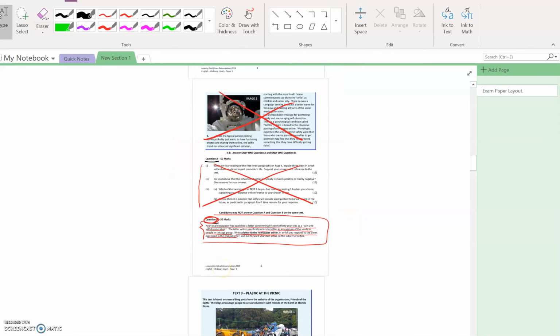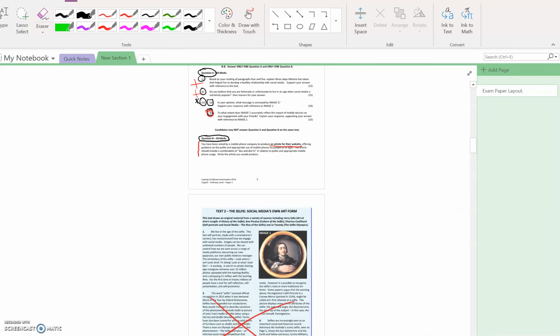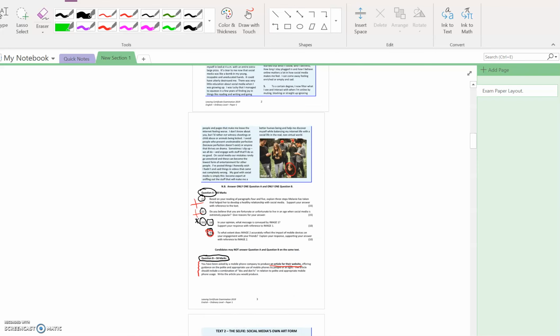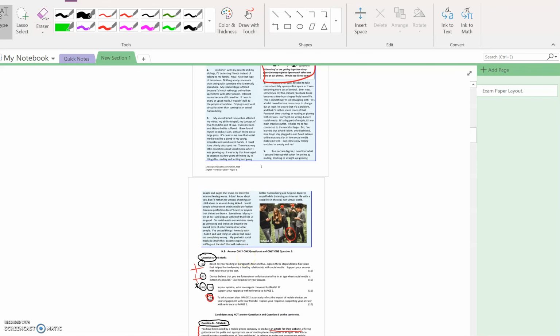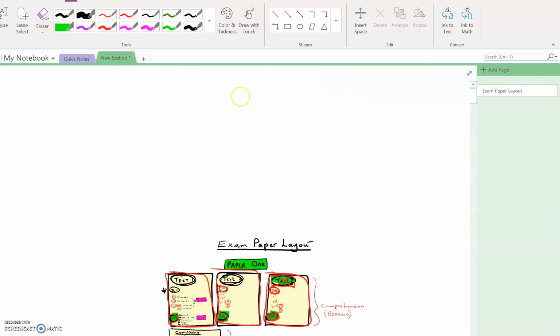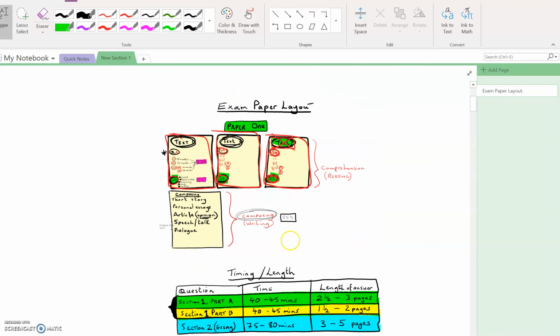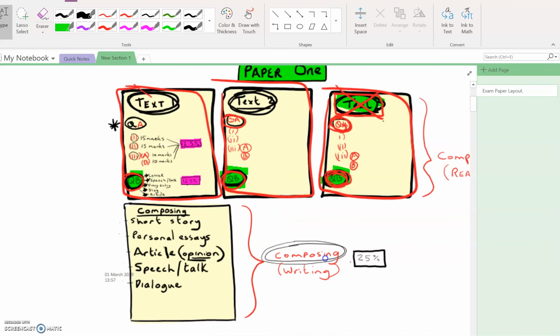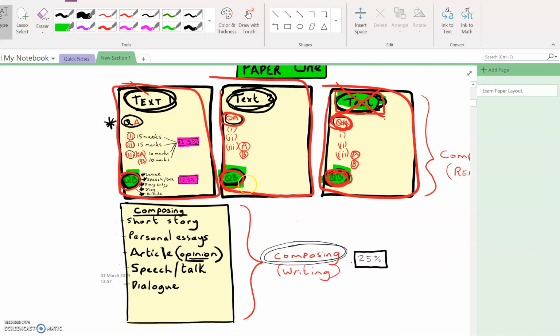Because if you remember from the very start, my own little diagram up the top, if we can do this by picking our question B's first, we save time. We save a lot of time. So for this paper, I'm going to answer this question B on text 2. And I'm going to answer this question A on text 1.